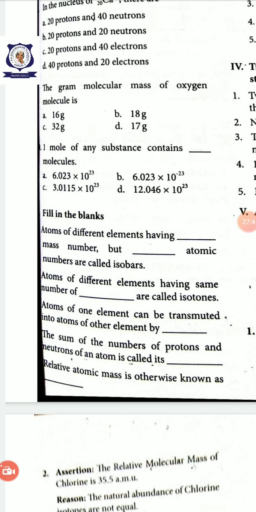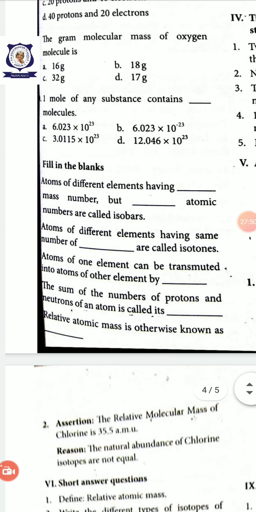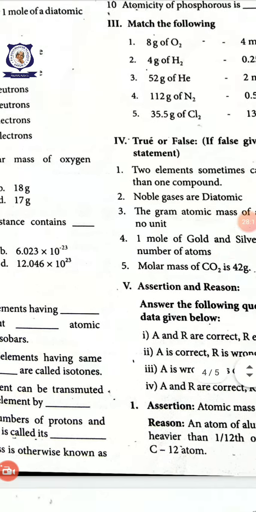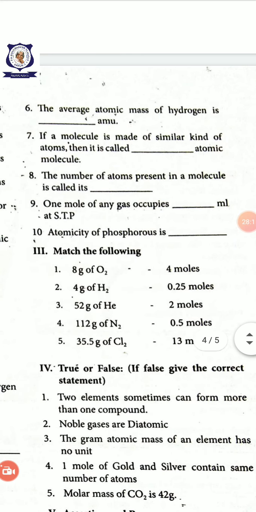Atoms of one element can be transmuted into atoms of another element by the artificial transmutation method. The sum of the number of protons and neutrons of an atom is called its mass number. The relative atomic mass is otherwise known as standard atomic mass. The average atomic mass of hydrogen is 1.008 atomic mass unit.